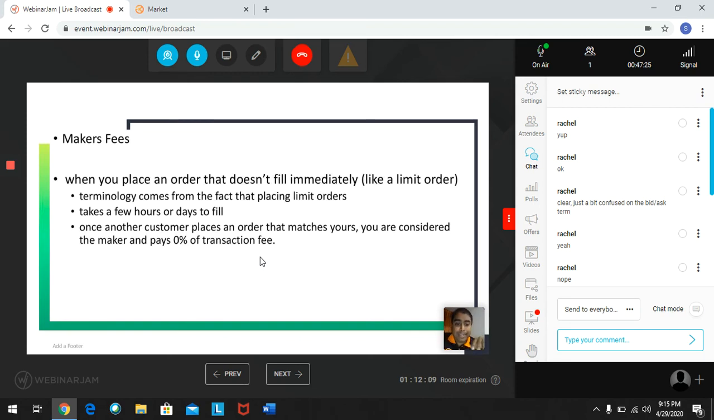When you place your order in the platform, you will see a fee displayed. It is just a rough estimation. If your order is not matched immediately, basically there is no transaction fee. We are trying to give a special reward to our investors who are providing liquidity to our exchange. So zero transaction fee.